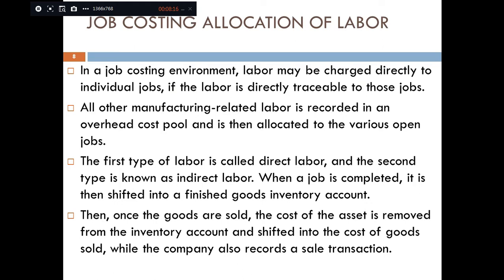When a job is completed, it is then shifted into finished goods inventory. Then once the goods are sold, the cost of the assets is removed from the inventory account and shifted into the cost of goods sold. The same holds true for the labor of job costing as for the material of job costing. In both labor and material, on first use they go directly to work in process. When they finish the work in process, they go to finished goods inventory. And when the goods are sold, they are converted into cost of goods sold, and the inventory is released from the store.